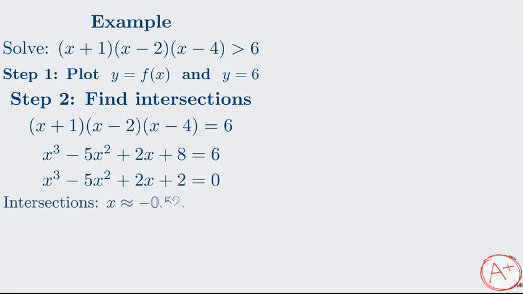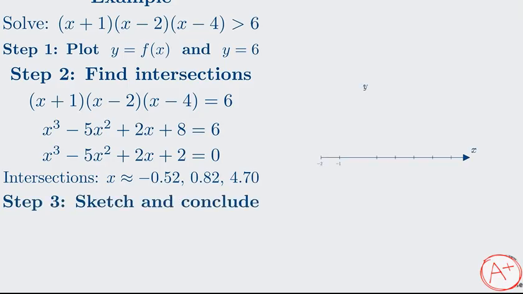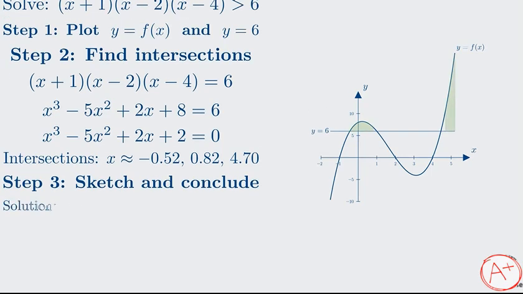Using numerical methods, or given values, we find 3 intersection points at approximately -0.52, 0.82, and 4.70. Looking at our sketch, the curve is above the line in 2 separate intervals. Therefore, our solution set is x between -0.52 and 0.82, or x greater than 4.70. Note we use strict inequality signs because the question used greater than.